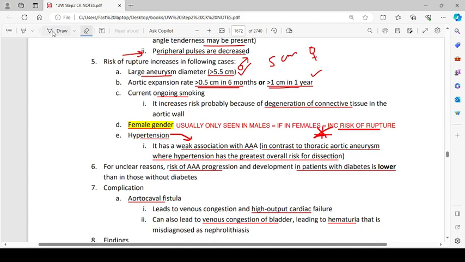Then current or ongoing smoking. Now smoking is an independent risk factor for development of aortic aneurysm and also increases the chances of rupture. It increases the probability of degeneration of connective tissue in the aortic wall. Then female gender, usually it is only seen in males. The aneurysm is less common in females, but if it is present in females, then there is a high chance of rupture.